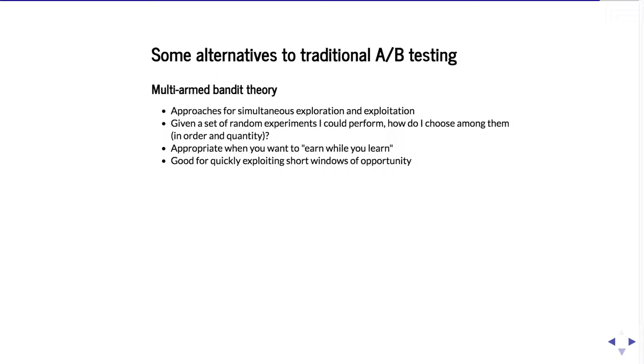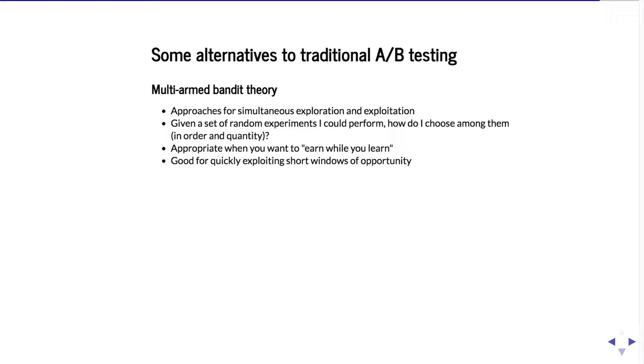And it's good. One of the things that's good is quickly exploiting short windows of opportunity. So one of the examples is when you're trying to optimize headlines for news, right? The shelf life on that stuff is so short that you need something that can figure out quickly what's effective. And maybe the subtleties of statistical significance aren't as valuable as getting a lot of clicks and figuring out which thing gets you the most clicks.